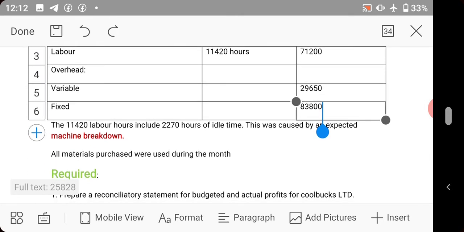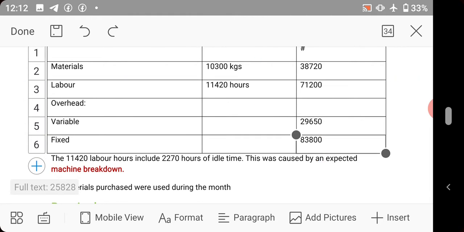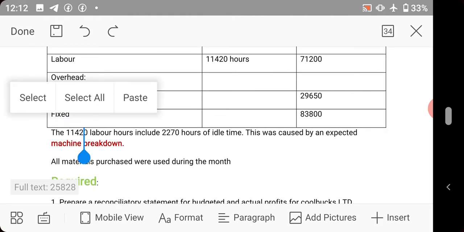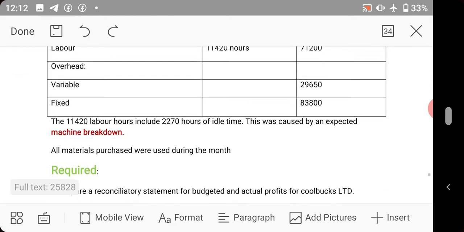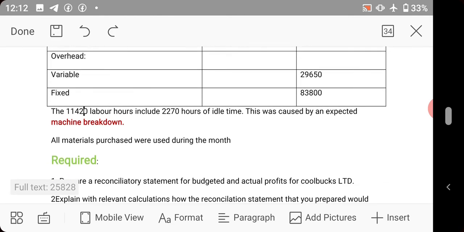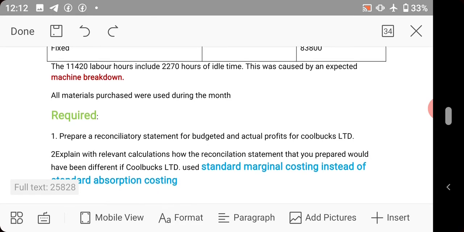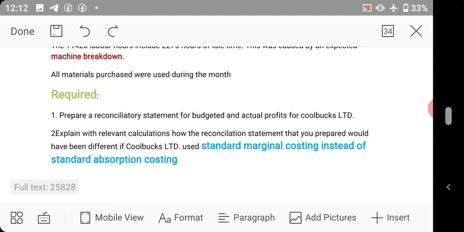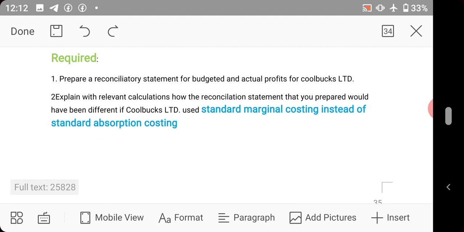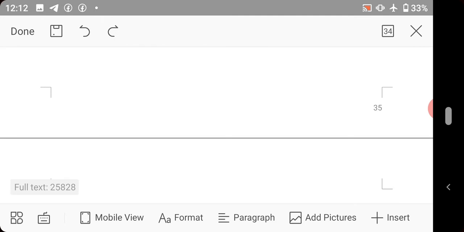The 11,420 hours, which is this, I hope you're looking at this, include 2,270 hours of idle time. This was caused by an unexpected machine breakdown. All materials purchased were used during the month required. Prepare a reconciliatory statement for budgeted and actual profit for Coolbox Limited. Now my concern is actually in the area of reconciliatory statements. That is where I'm going to focus.